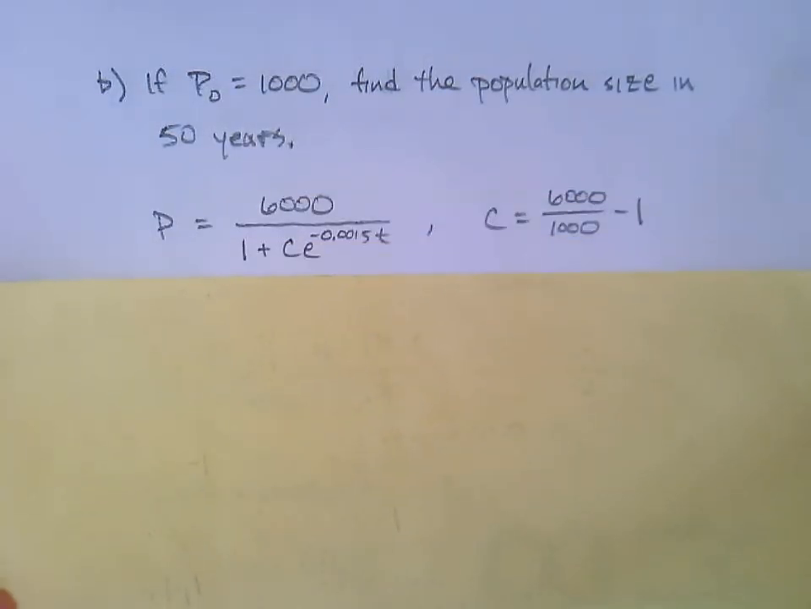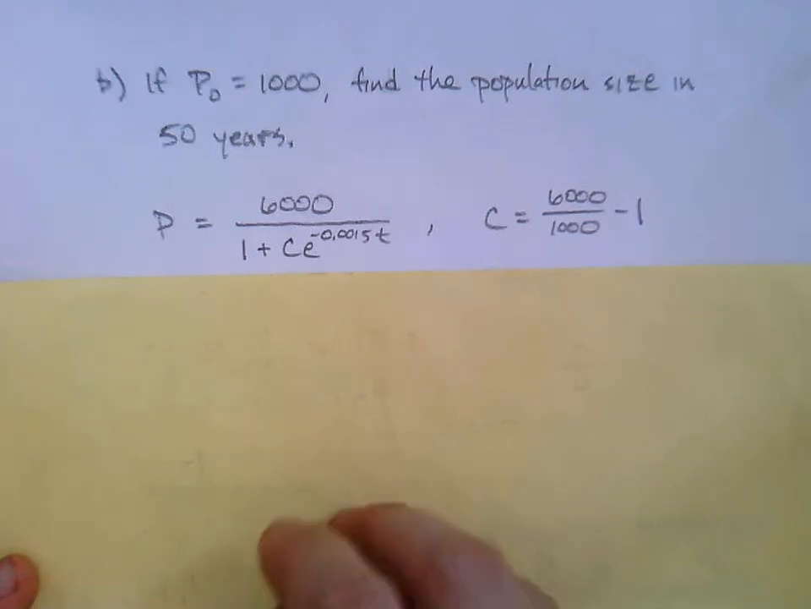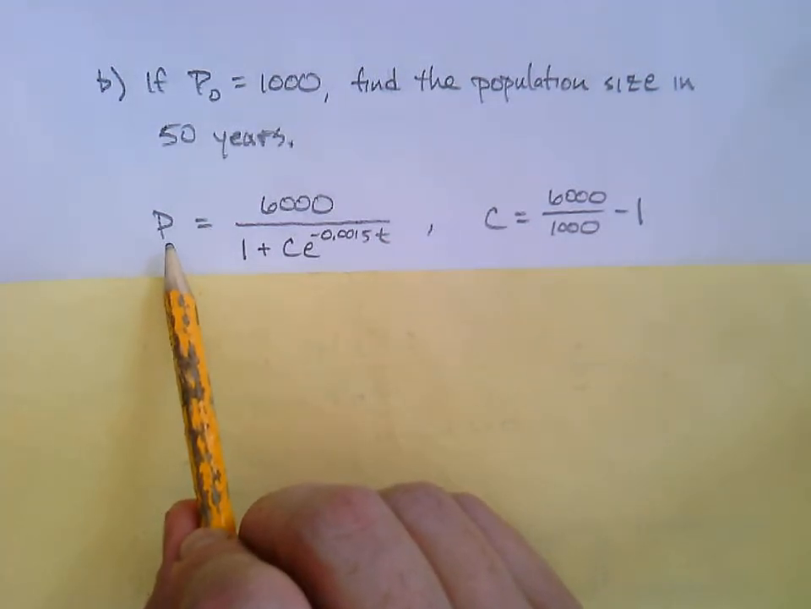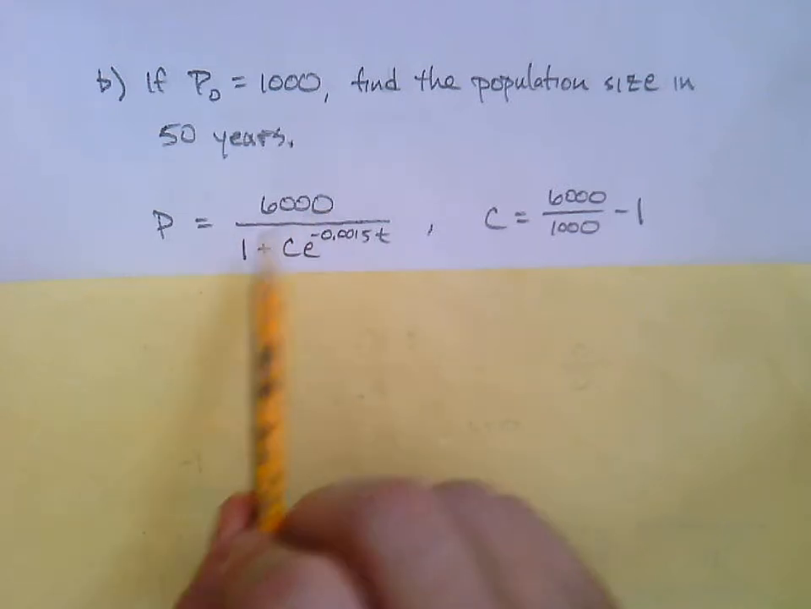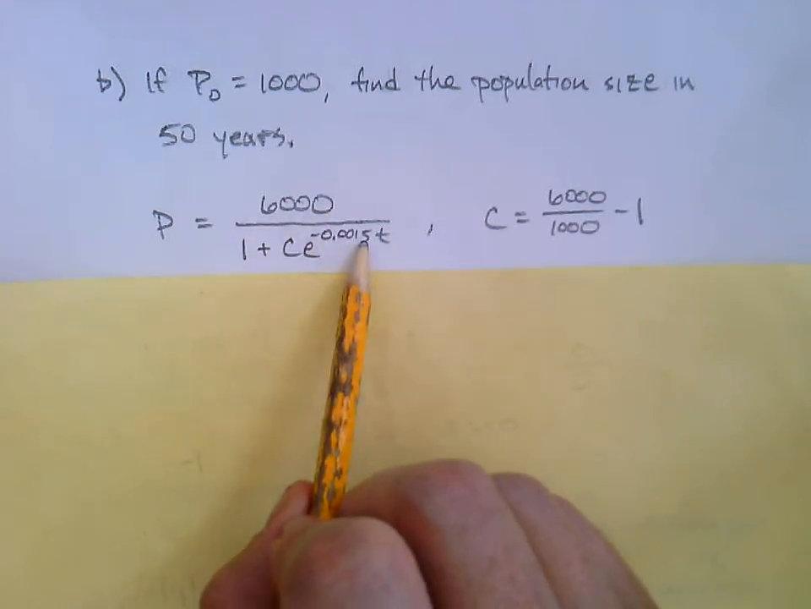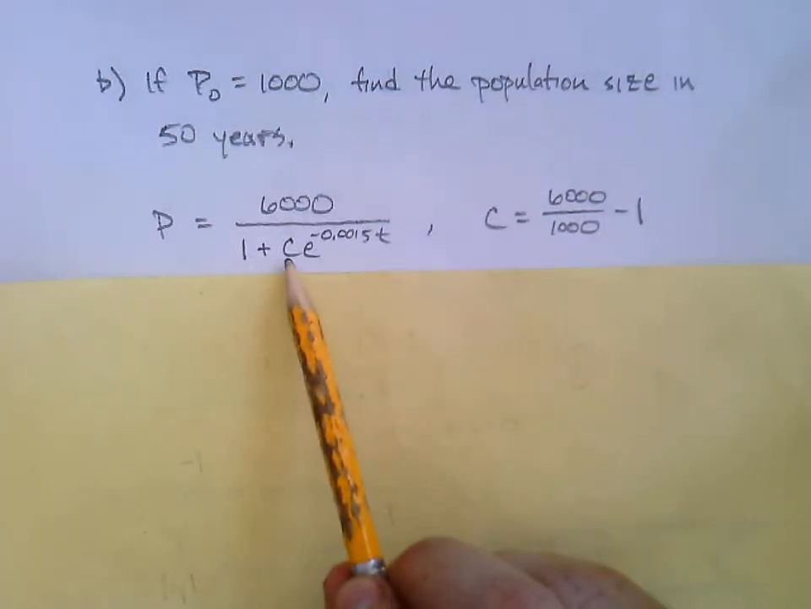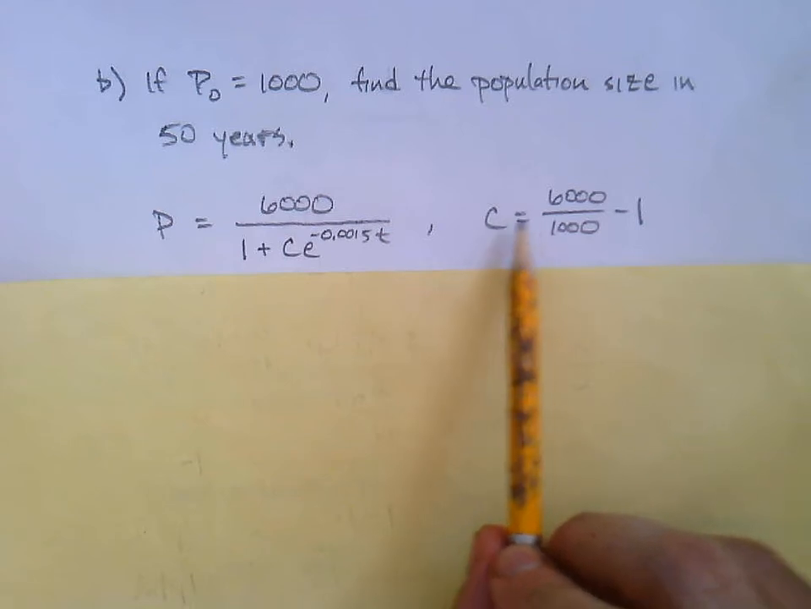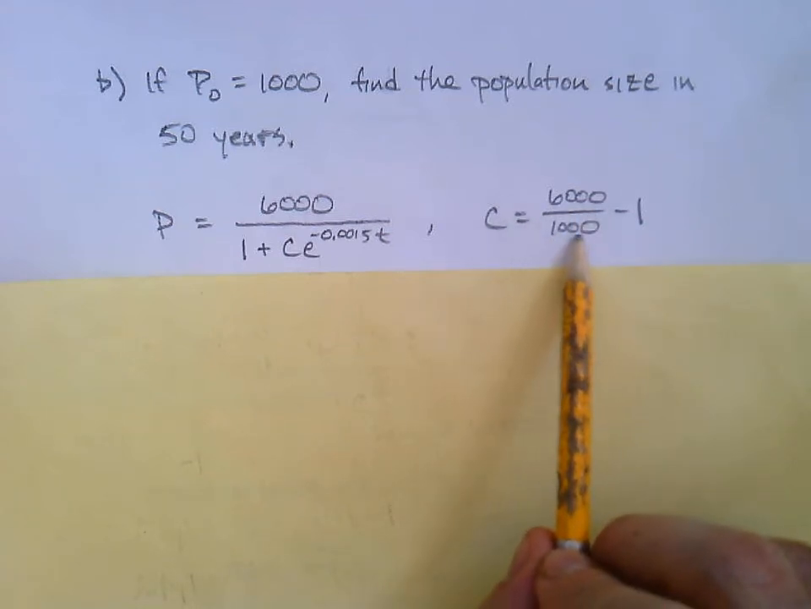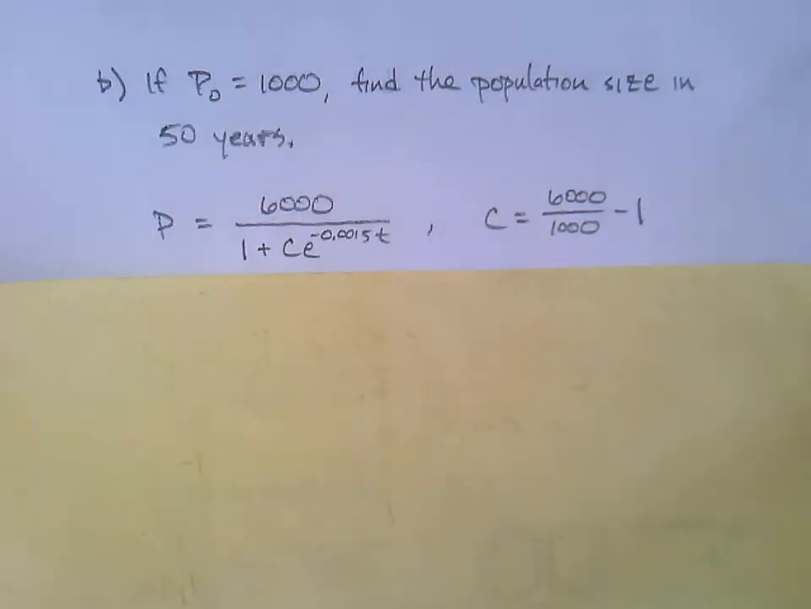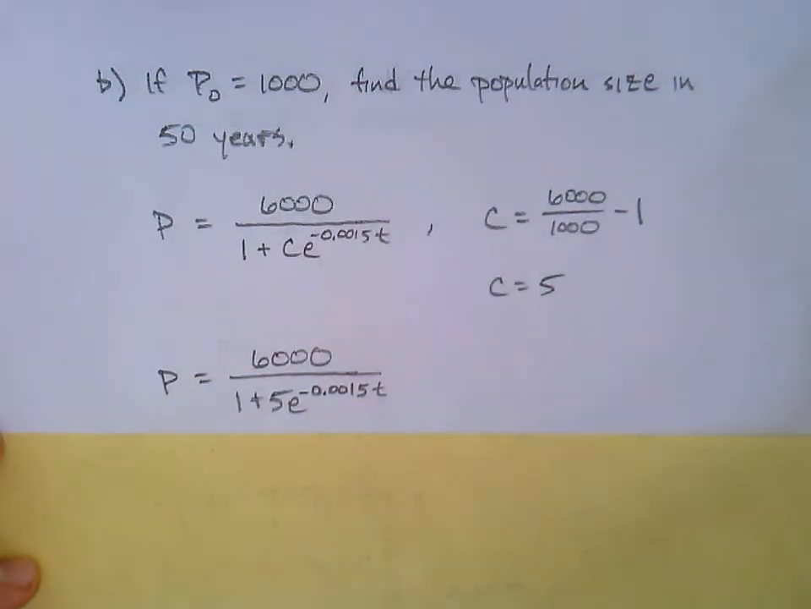So I'm just going to state what we know so far. The solution P equals our carrying capacity, 6,000, over 1 plus C e to the negative K, 0.0015, t. We need to know that C to plug in, right? So we know C equals the carrying capacity divided by the initial population, minus 1. So 6,000 over 1,000 minus 1. And that works out very nicely as C equals 5. So we can put 5 in.